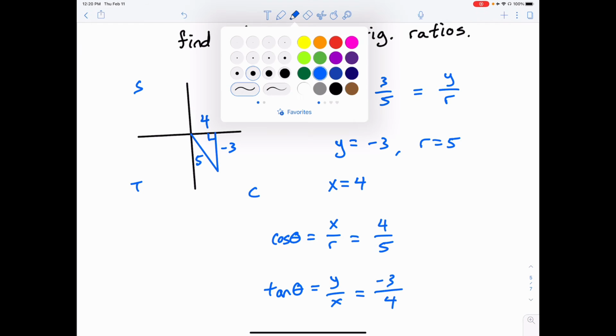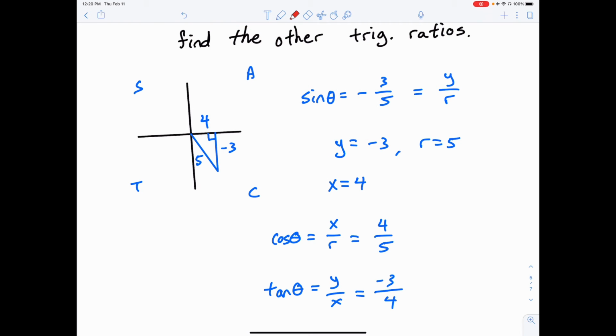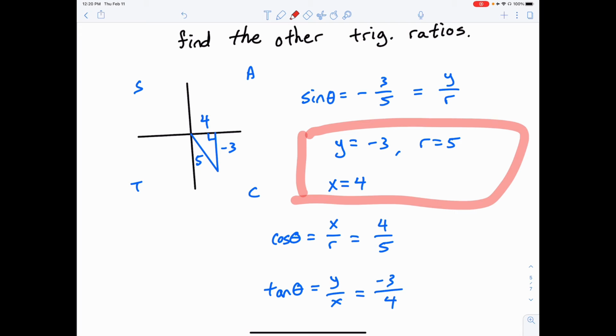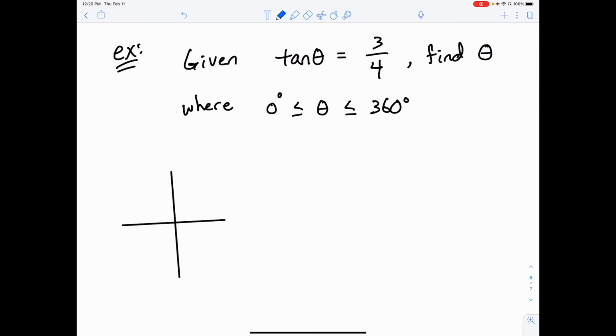But the key part here is that you're able to find what x, y, and r are going to be. Once you have that information, you can solve your questions quite easily. In the earlier question, we didn't really use ASTC to its fullest potential because of the way the question was worded. So let's take a look at this question here.